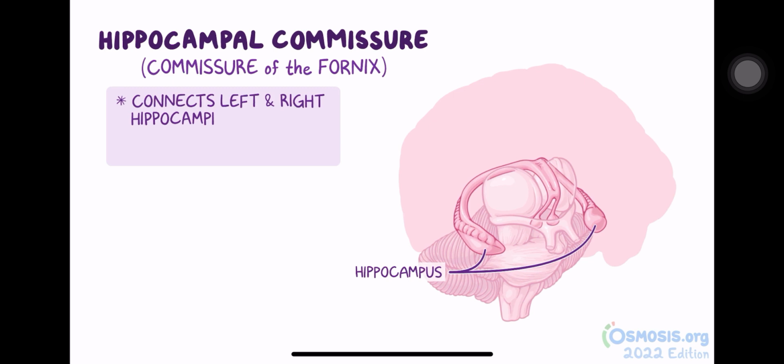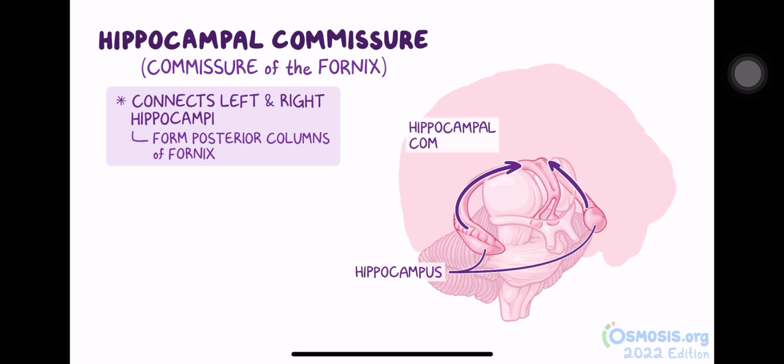The fibers from the hippocampi form the posterior columns of the fornix that travel between the thalamus inferiorly and the corpus callosum superiorly. Before merging to form the body of the fornix, the posterior columns are connected by the hippocampal commissure, which is a thin membrane located just inferior to the splenium of the corpus callosum.